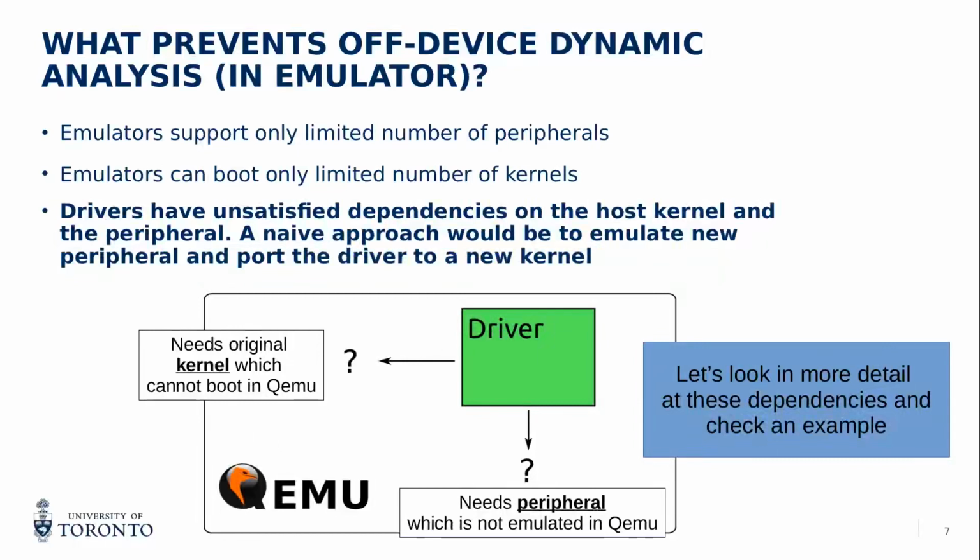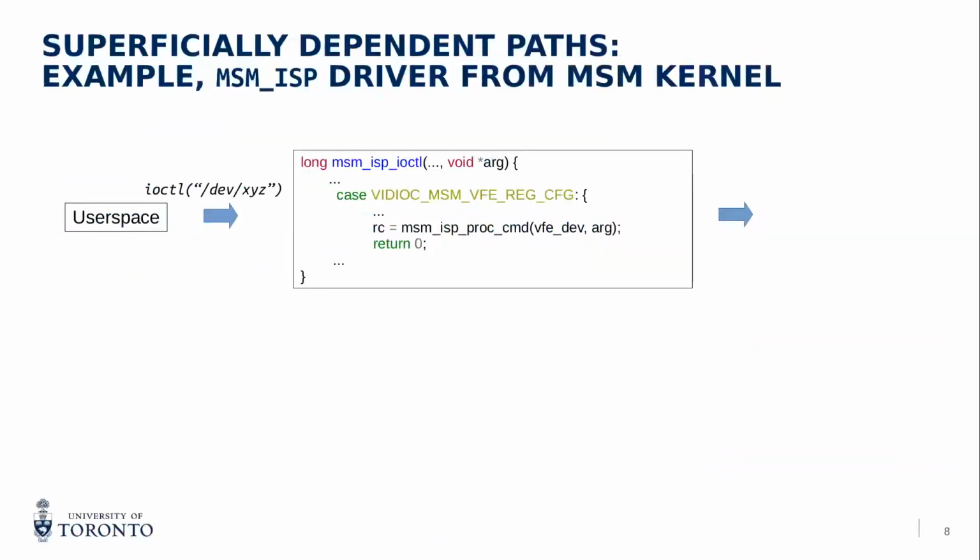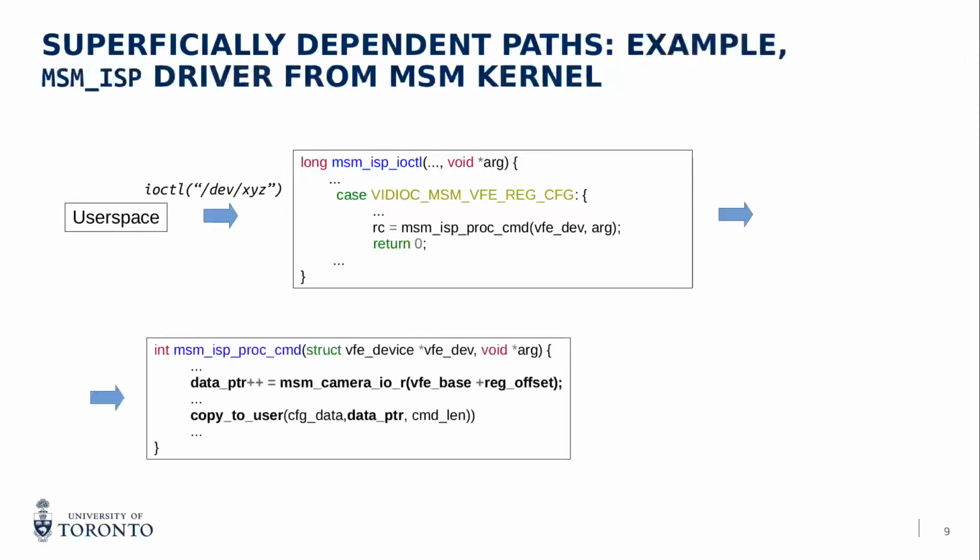This means that the straightforward approach would be to emulate new peripherals and port the driver to a kernel that can boot in QEMU, which is a lot of effort for every new driver and doesn't really sound too promising. But let's take a step back and see in more detail how these dependencies look like in the actual code. This slide shows a simplified version of a camera driver for the MSM Android kernel. The user space can issue ioctl commands and retrieve some data from the camera. The upper part of the slide shows the part of the code immediately after the execution entered the kernel space. Later, the execution goes to the code in which the driver first retrieves an array of bytes from the hardware as data_ptr and then copies it to user space.